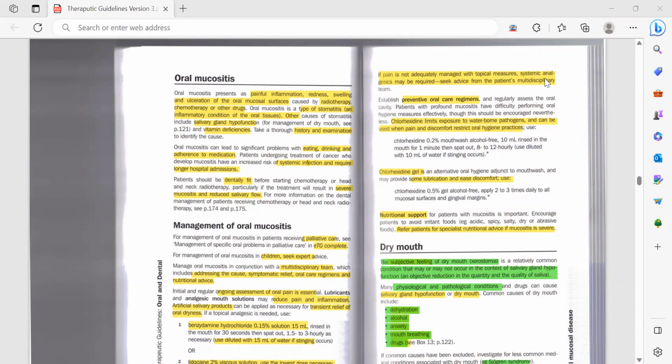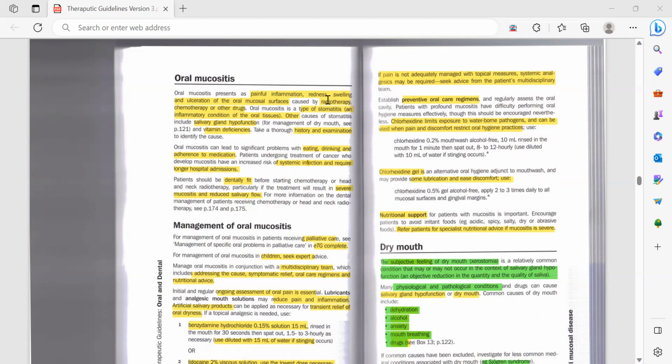Okay, so oral mucositis, as the name states, is an inflammation of the oral mucosa. With inflammation, you know the signs, right? Inflammation has four signs: the area would be red, there would be pain, there would be swelling, and there would be ulceration as well. So oral mucositis presents as painful inflammation, redness, swelling, and ulceration of the oral mucosal surfaces.